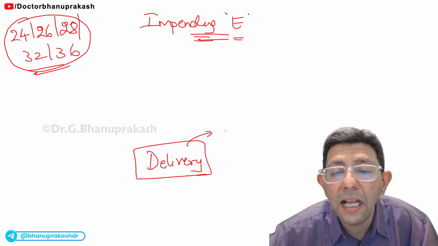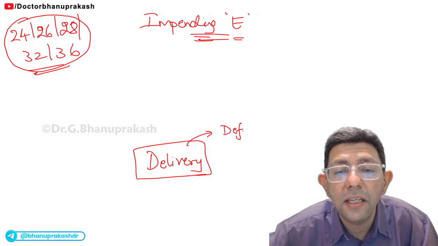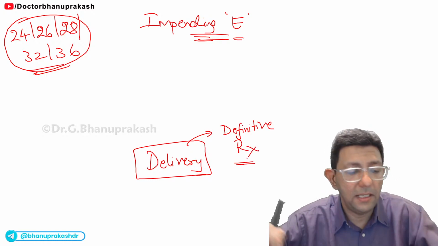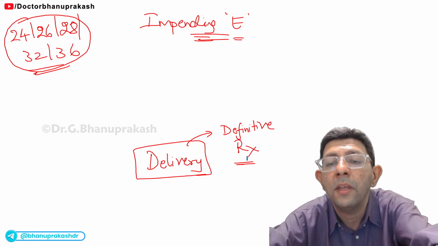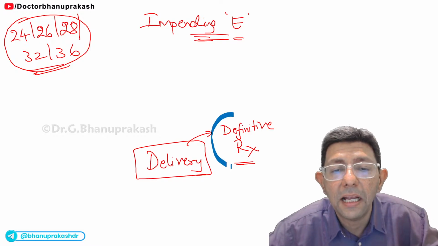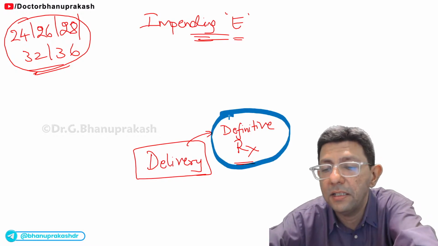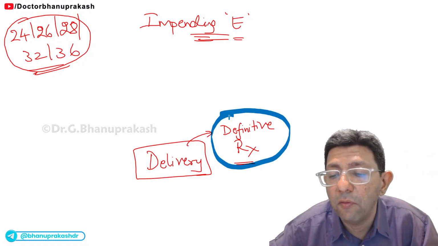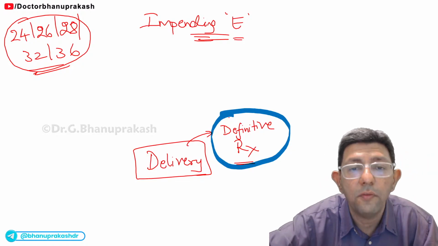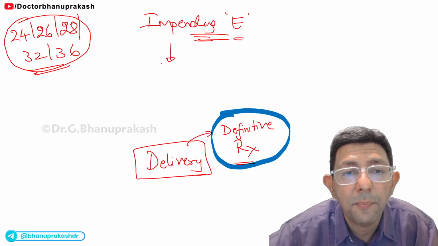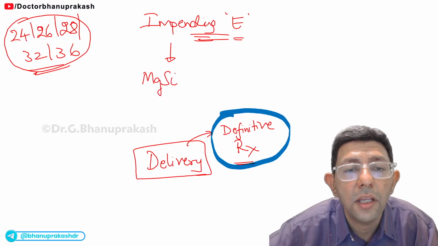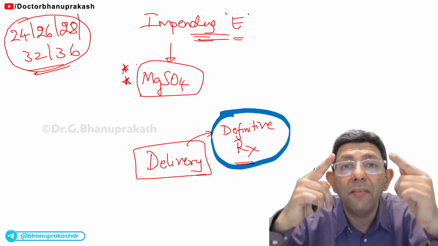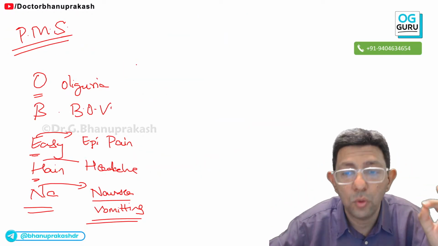And why does delivery have to be done? Because delivery is the definitive treatment. Please write this down. Is this understood to all of you? For impending eclampsia, delivery is the definitive treatment, and therefore I will never wait and watch. But before I deliver the patient, we will also give magnesium sulfate prophylactically to prevent convulsion. Is this understood?